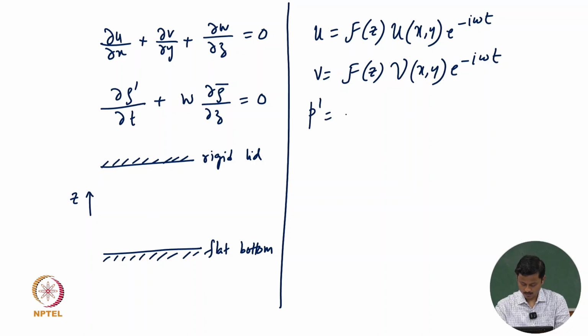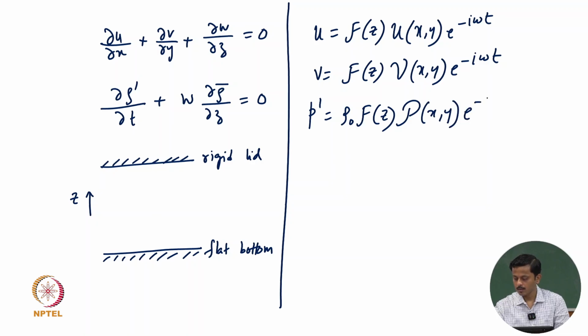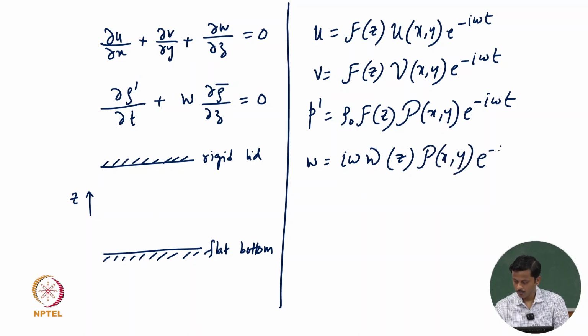V, some function of z, the script V, times v(x, y) e raised to minus i omega t. And this is being done looking at the form of the governing equations and the boundary conditions. An approximation of solution of this form will help us in getting to a slightly clearer solution. So the form of rho prime is informed by the polarization relation.